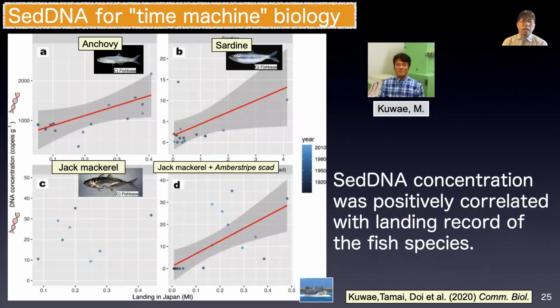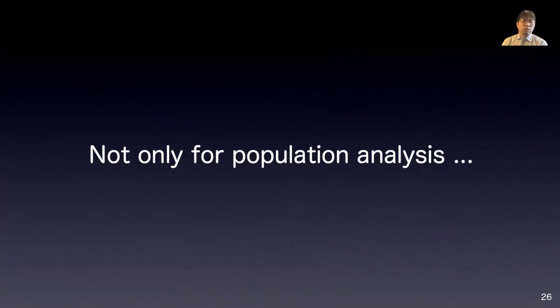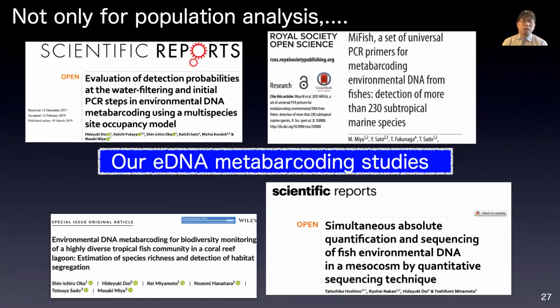And this graph shows that X is the landing records of these fish in Japan, and Y is the eDNA concentration of each species. So we found that sedimentary DNA concentration was, in most cases, positively correlated with the landing records of these fish species. So that means that sedimentary DNA can track fish abundance for a couple hundred years ago. So not only for population analysis, we can apply eDNA analysis for the community using metabarcoding.